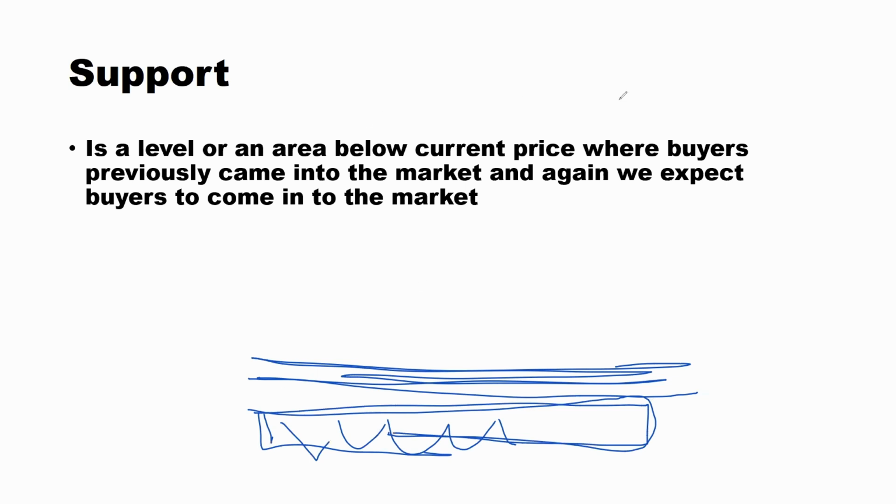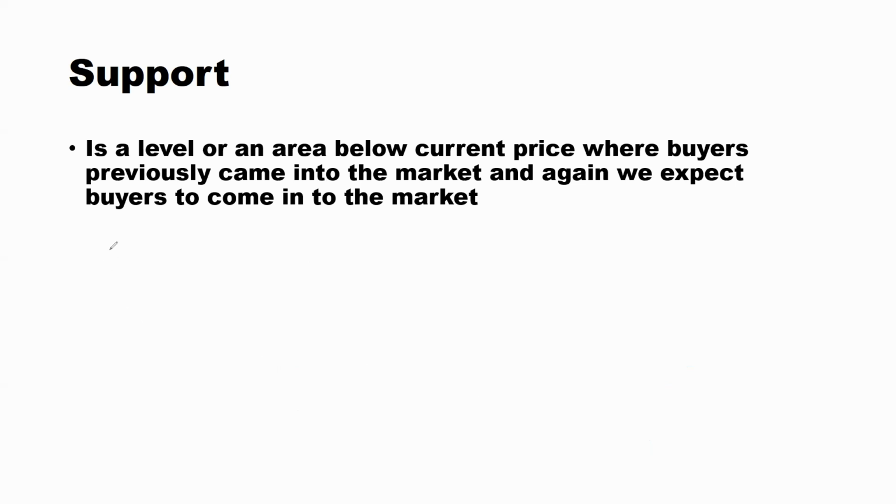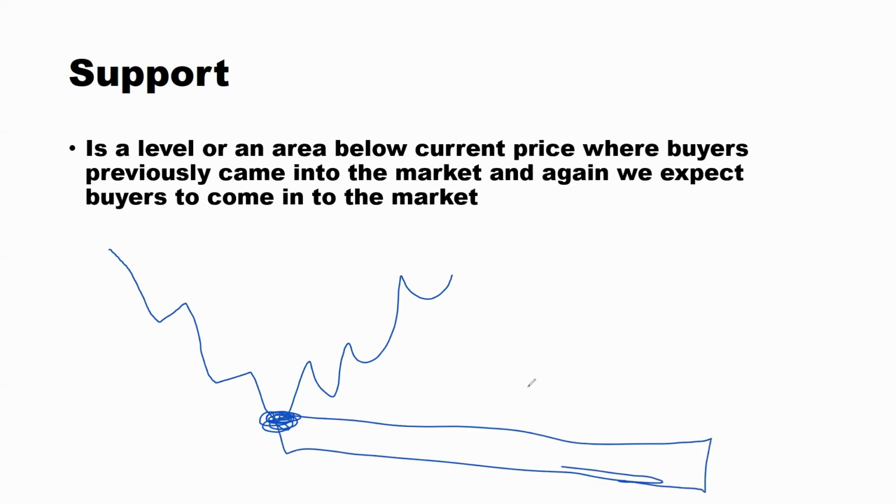That's why we're saying it's either a level or an area below current price where buyers previously came into the market. For example, the price moved down, then there's an area where buyers started coming into the market. So this becomes our level of support. Remember, buying means we're expecting the price to go up. Now, we expect that when price comes back here, buyers possibly could come into the market. Listen to that word: possibly, not must.